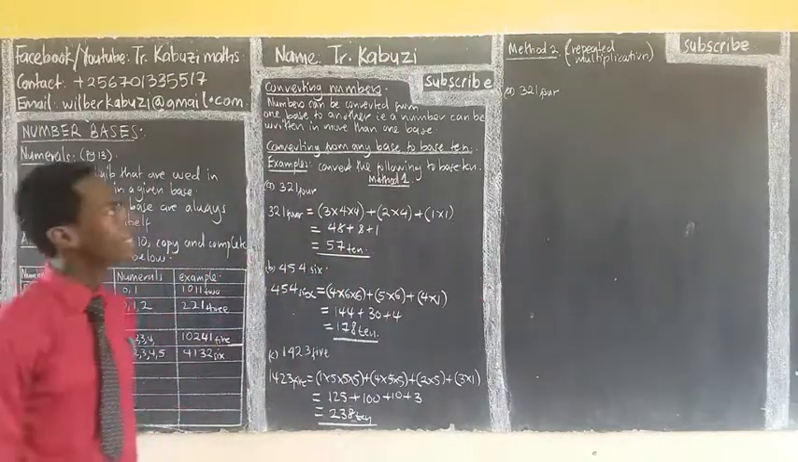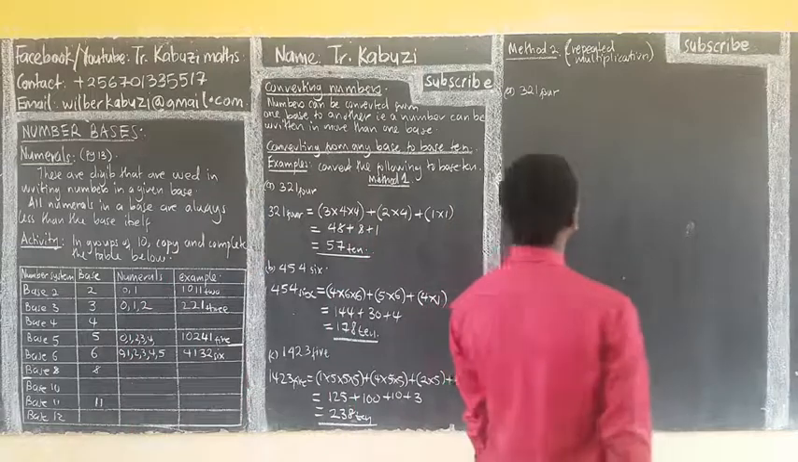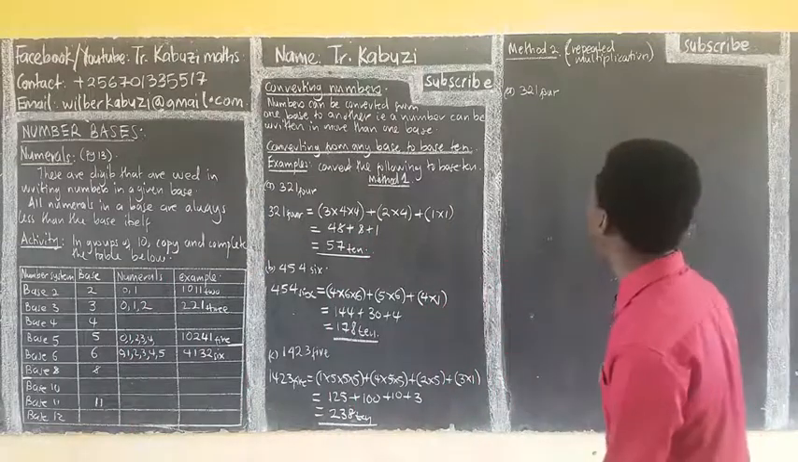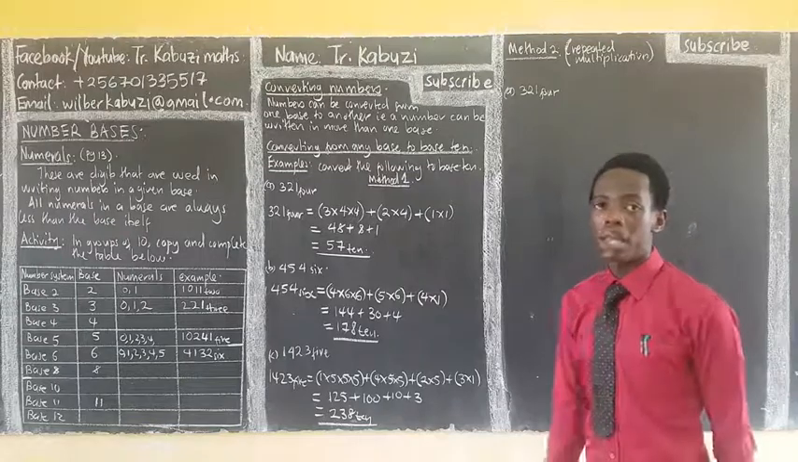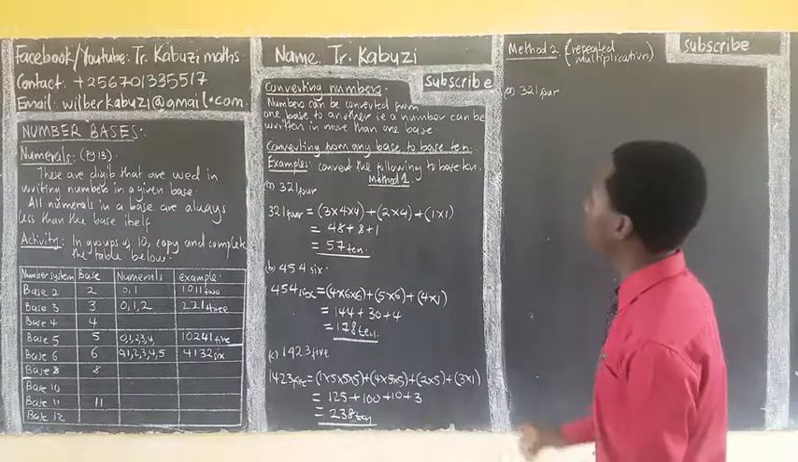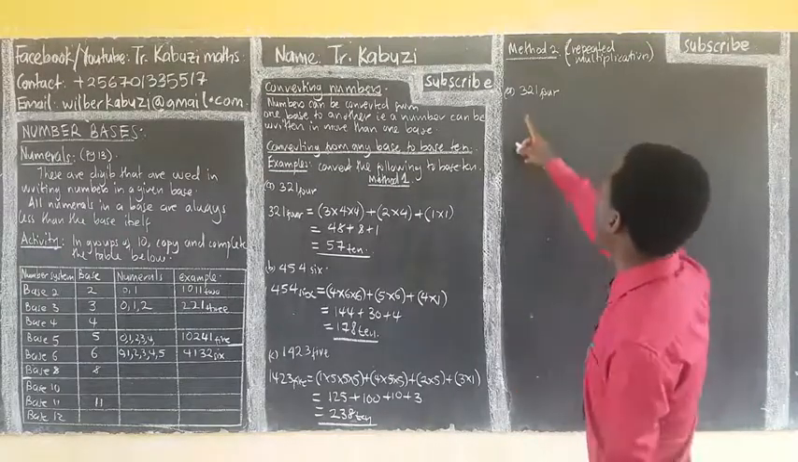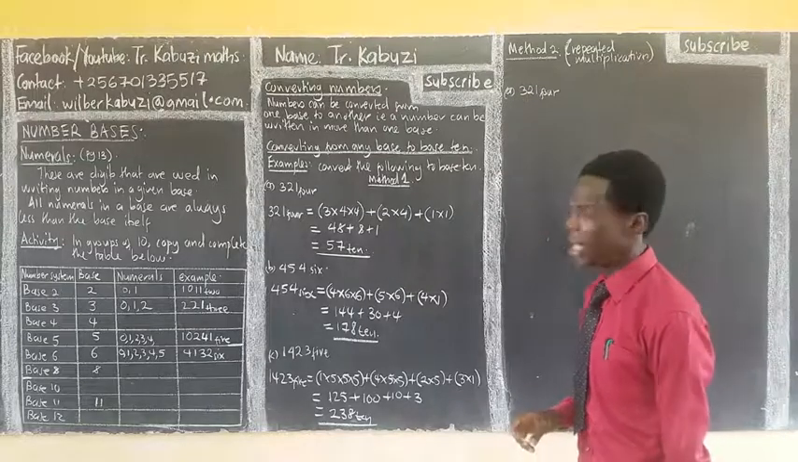Now, we are going to see method 2. This method 2 is called repeated multiplication. We are going to get the same answer, but the approach is going to be a bit different. Here, we will be careful. How do we turn this to base 10 now?